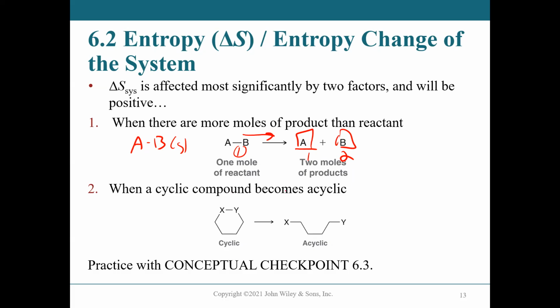When a cyclic compound becomes acyclic, we are making it more entropic. There's more disorder. Here this is more ordered when it's cyclic versus acyclic. So those are 2 examples they give.